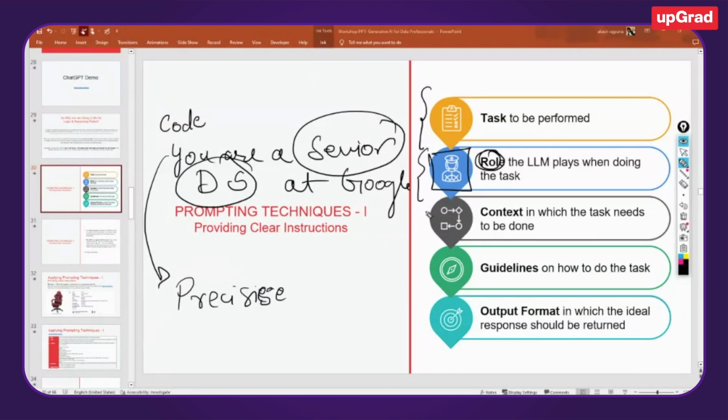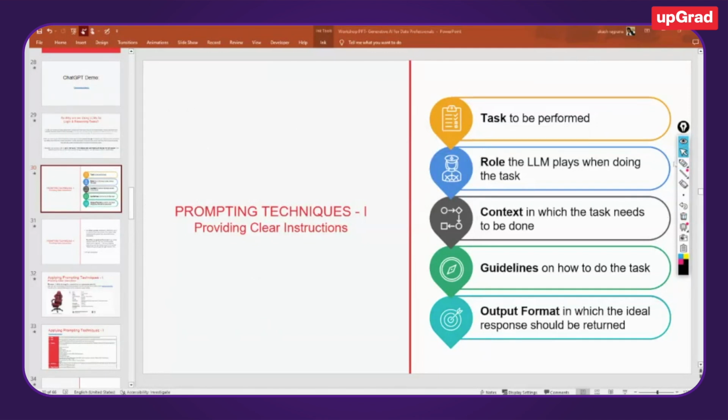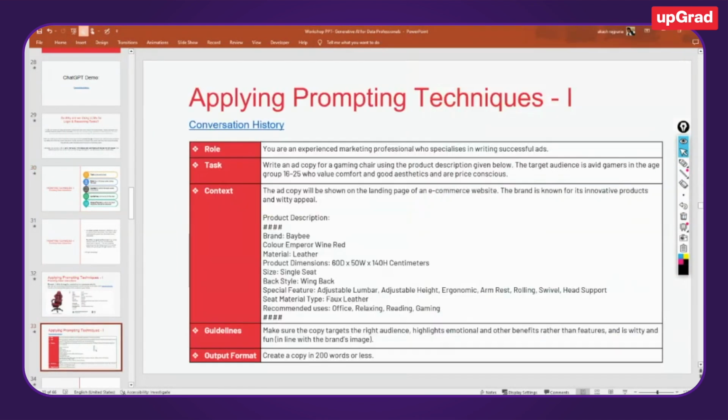Okay, that is important. Second is what task the model is going to do. So for example, you need to create an ad or something like that. Then you give the context to it. I would explain what this is. Let's see the exercise and then understand these 5 points. So this is one of the beautiful prompts that we have created.